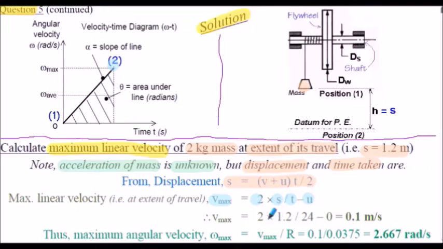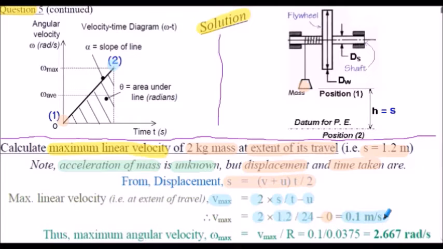So inserting the values, that's 2 multiplied by s, which is 1.2 meters, that's the displacement or the distance between position 1 and position 2, divided by the time taken, that was 24 seconds, minus the initial velocity, and of course don't forget the initial velocity is going to be 0 because the mass and the shaft in flywheel commence from rest. So that's minus 0 in this case. That evaluates to a maximum linear velocity of 0.1 meters per second.